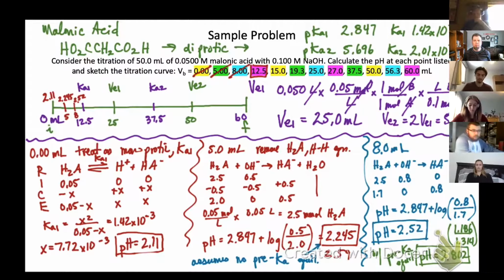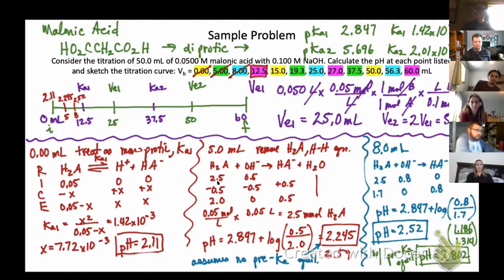Wait, so I have a question. So the way to account for that pre-Ka equilibrium would just be to set up like a RICE table with how much of the acid would dissociate initially? Yeah, yeah. And I can't remember, can you guys see my cursor when I have it on there or no? Yeah. So do you see this value here, the 2.5?